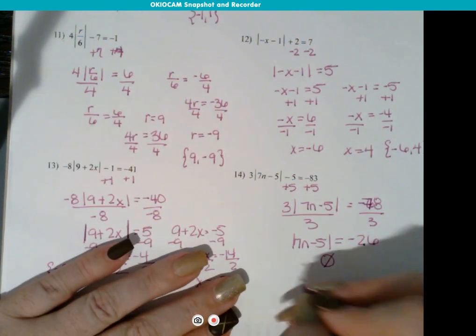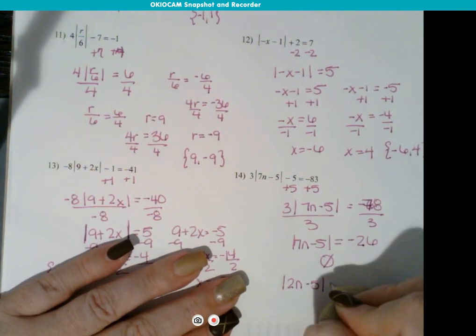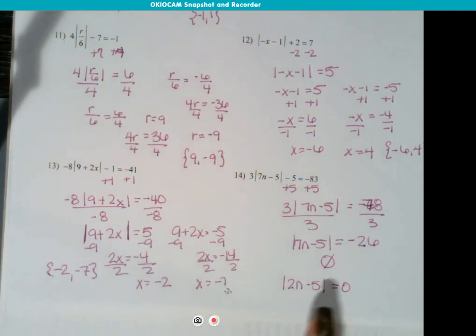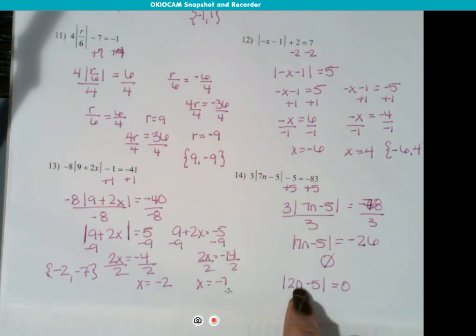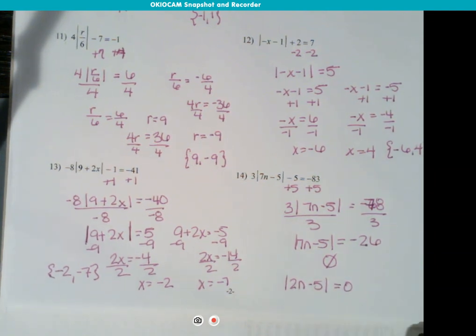I want to talk about that. And that is if you get the absolute value of something, let's say you had this equals 0. Well, because 0 is neither positive nor negative, we won't get two answers. You're saying how far is this number from 0? And so you can't make this negative. So then you just solve it and get the one answer.